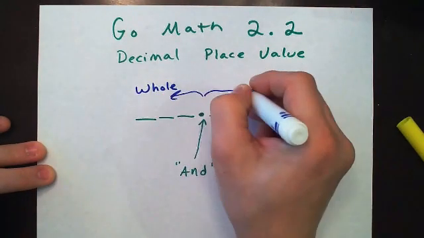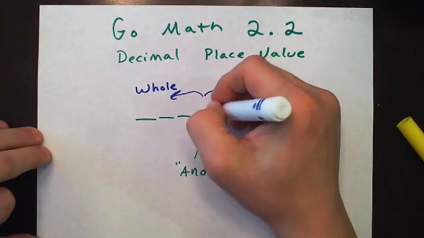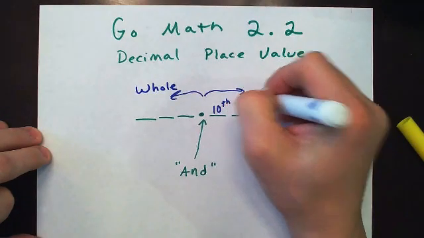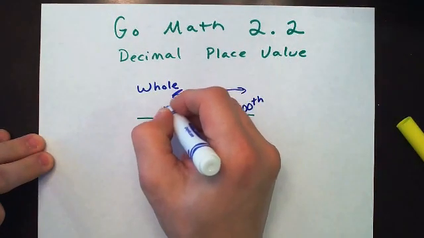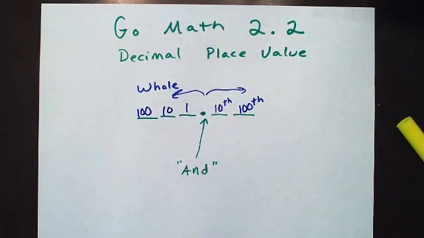And then to the right of the decimal is our actual decimal numbers, which in fourth grade we look at tenths and we look at hundredths. This, of course, would be 1 whole, 10 wholes, and 100 wholes as far as place value goes.